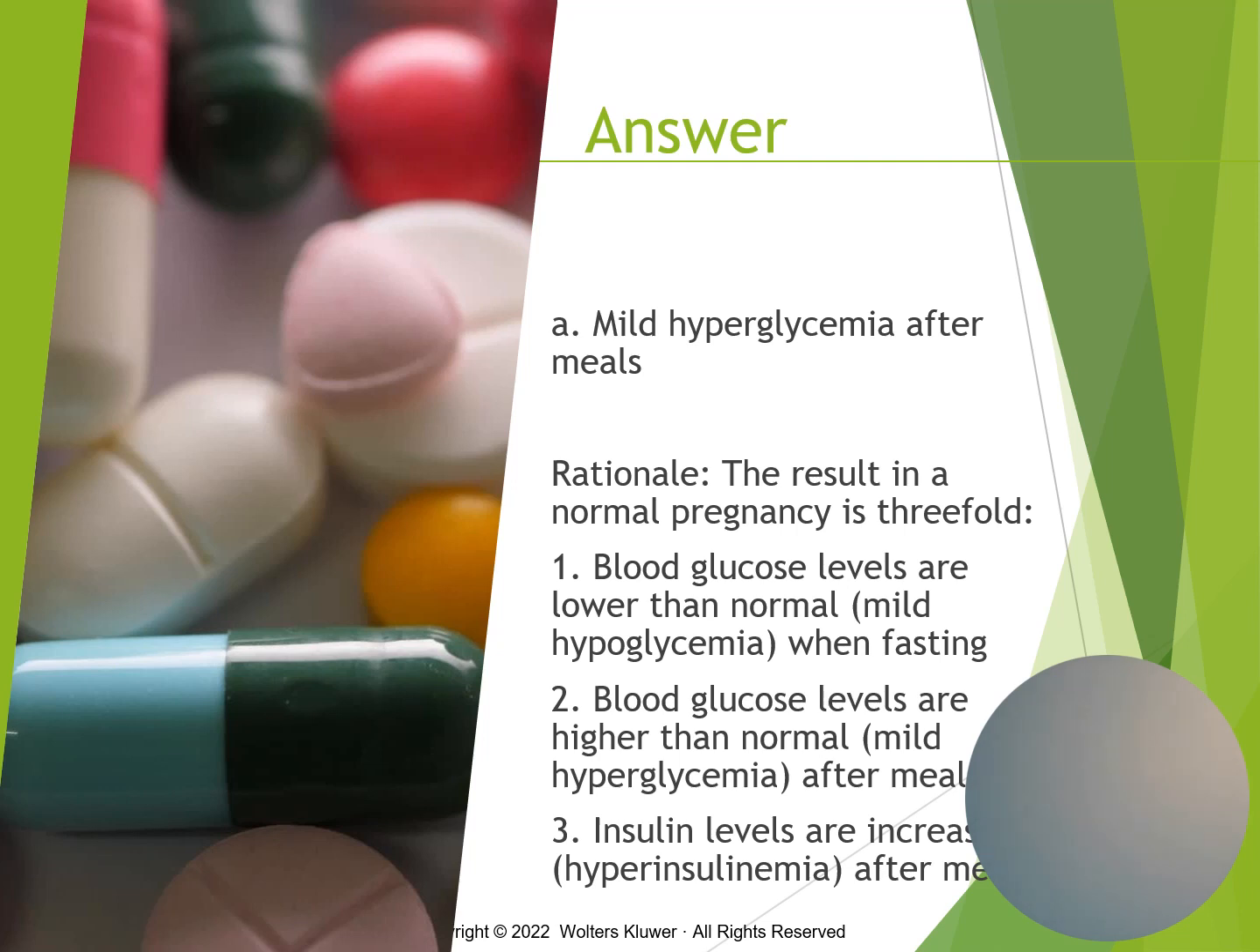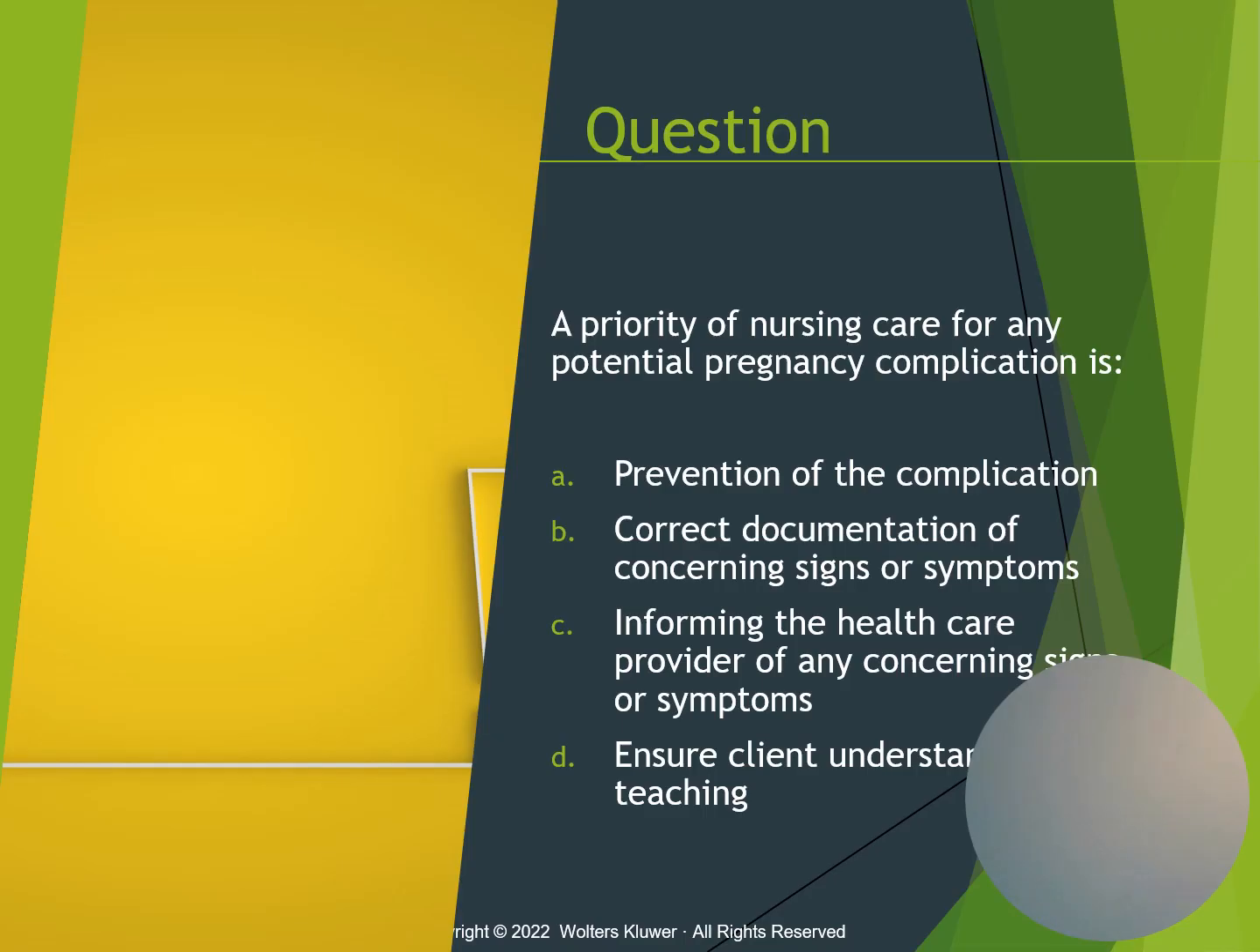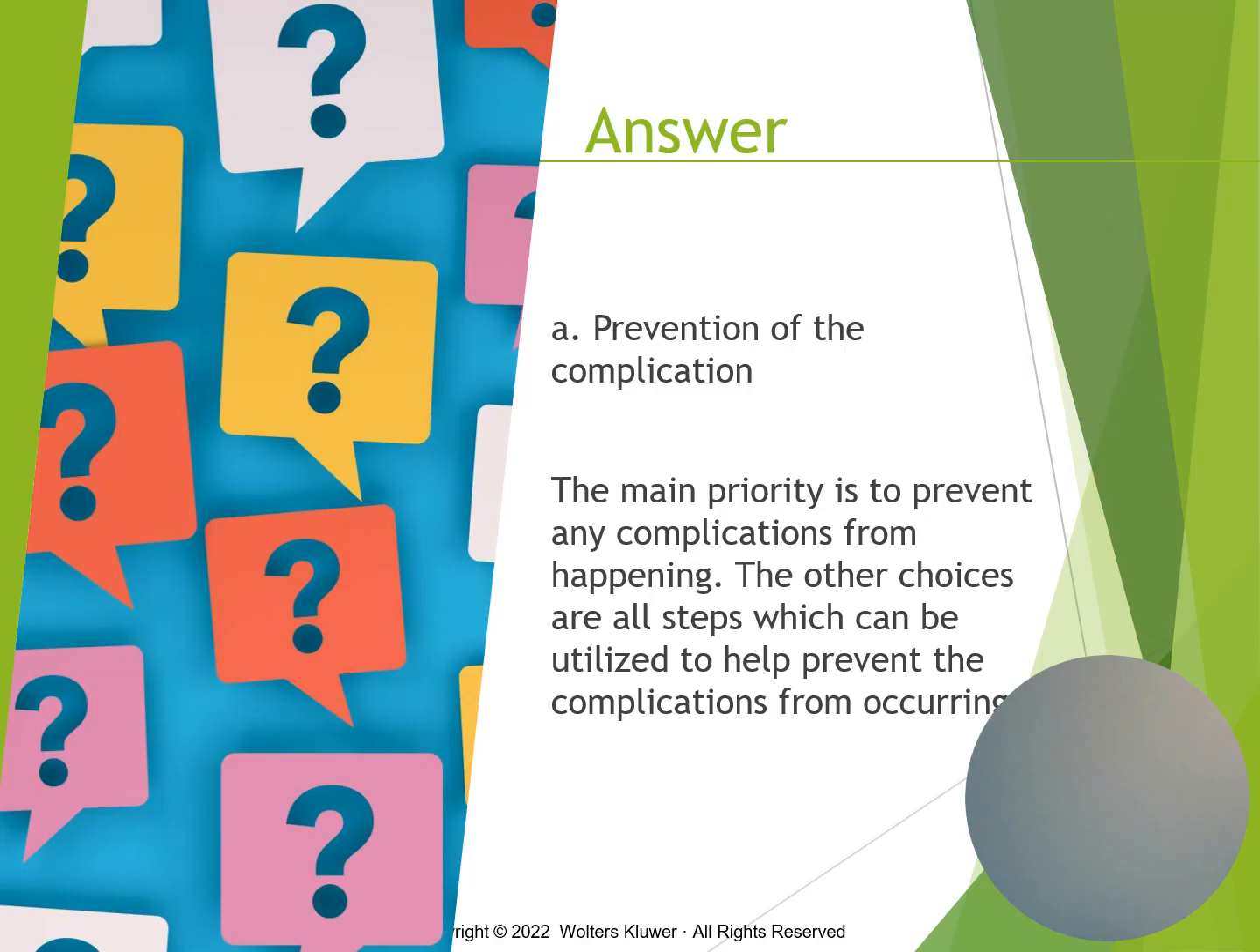This is mild hyperglycemia after meals. A priority of nursing care for any potential pregnancy complication is prevention of the complication.